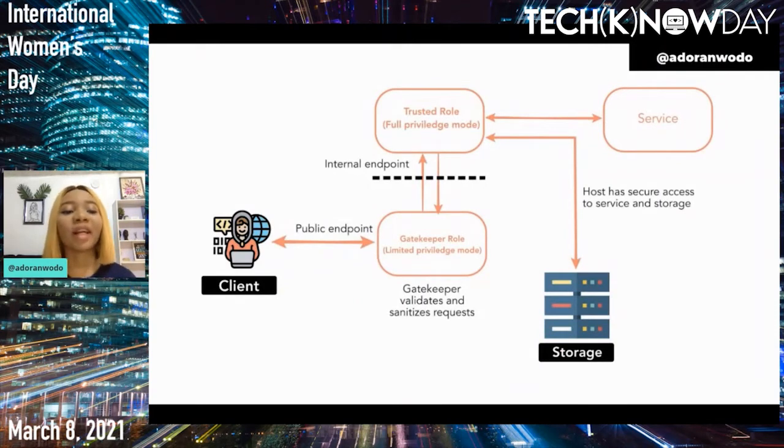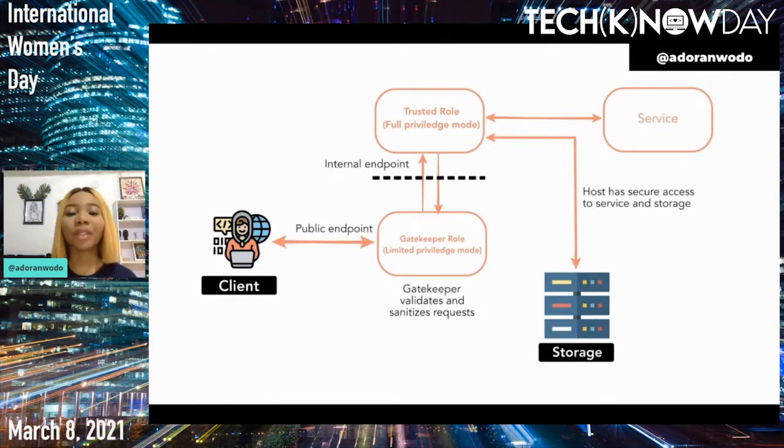A real life scenario for the gatekeeper pattern would be having a public endpoint and an internal endpoint. The public endpoint is what you expose to your users, what the users can call. And at that point, when the public endpoint is called, the users have the gatekeeper role, which is in limited privilege mode.